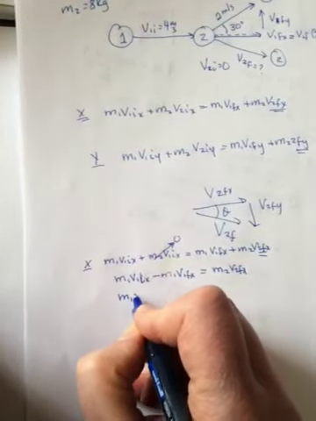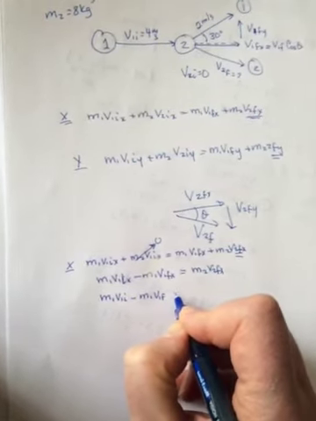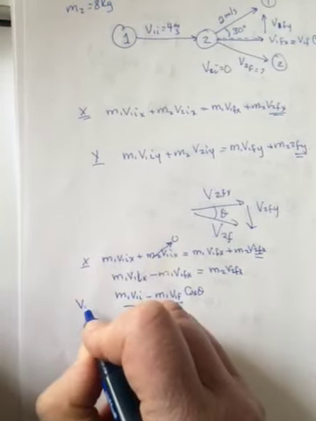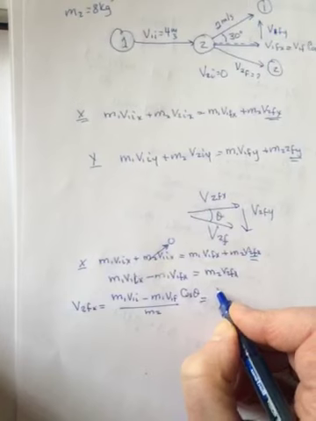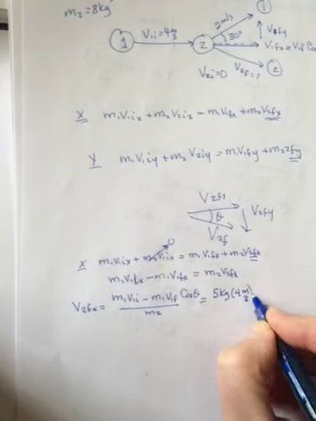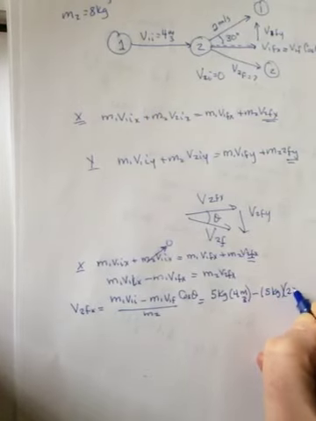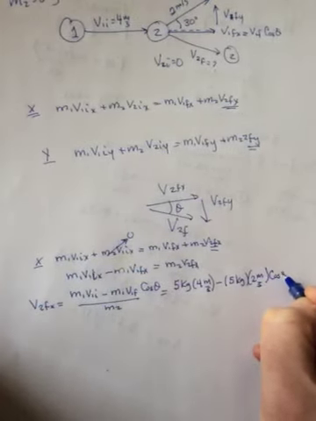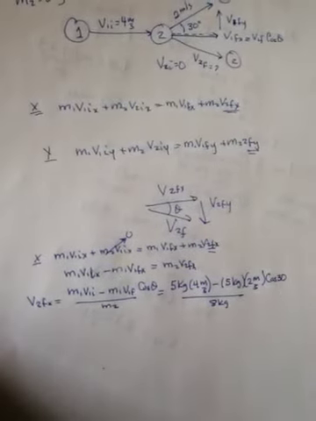So we would write this as m1v1 initial minus m1v1 final cos theta, and then we would divide by m2 because we're trying to find v2 final x. And so now fill in your values. So we said m1 was 5 kilograms, and v1 initial was 4 meters per second, and m1 is 5 kilograms, v1 final 2 meters per second, and it's cos of 30 degrees divided by 8 kilograms.